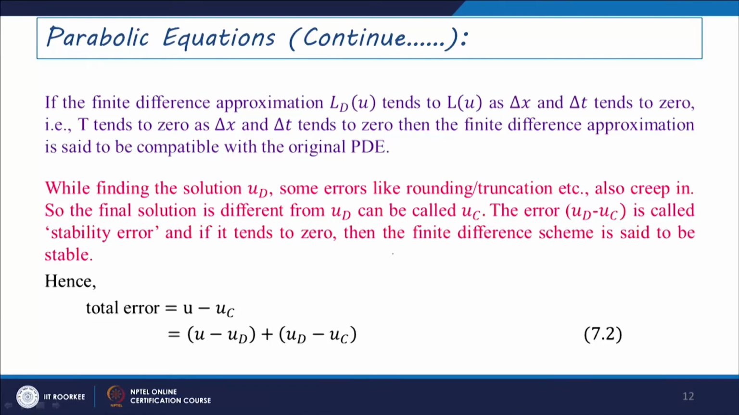So, the final solution will be different from this discretized solution at the earlier one, and if we can just find the final solution, it may differ from UD and it can be called UC here. Then this error associated with this propagation error can be written as UD minus UC. It is called the stability error, and if it tends to 0, then the finite difference scheme is said to be stable. And the total error we can just write as U minus UC, that is nothing but U minus UD plus UD minus UC. So, first we are considering the discretization error, then this propagated error afterwards.